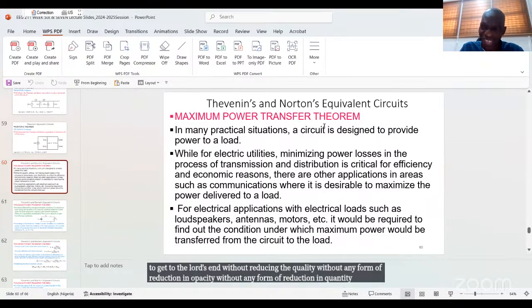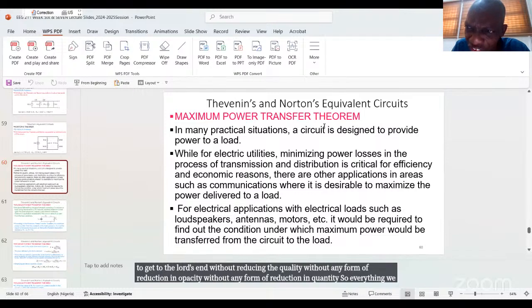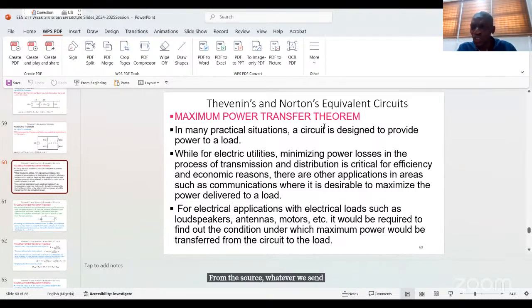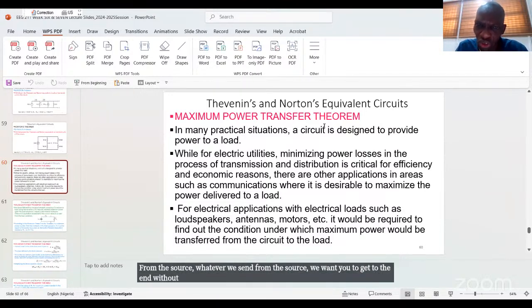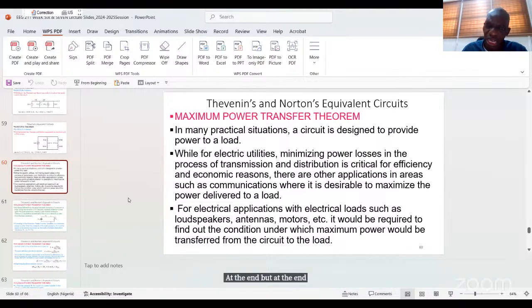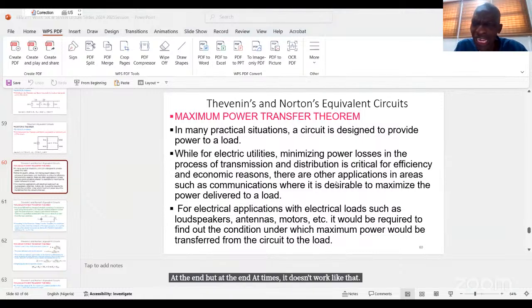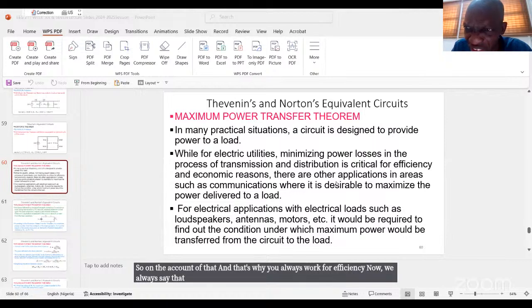So everything we send from the source, we want it to get to the end without reducing. We want it 100% at the end. But at times, it doesn't work like that. So on account of that, you always work for efficiency. Now, we always say that with efficiency, you can't have 100%, but you can be close to 100%.